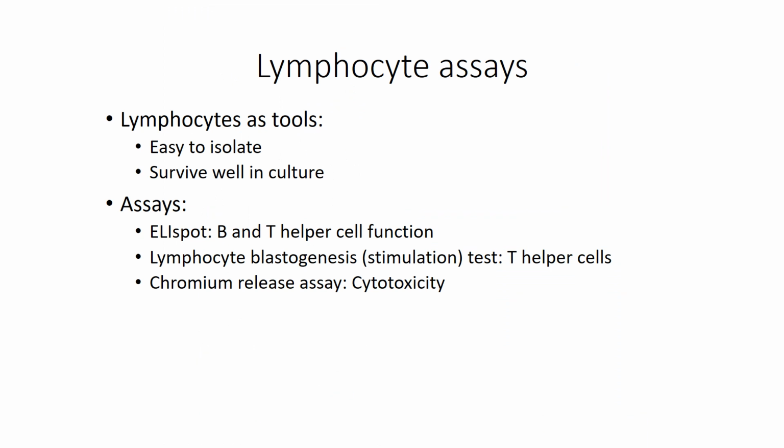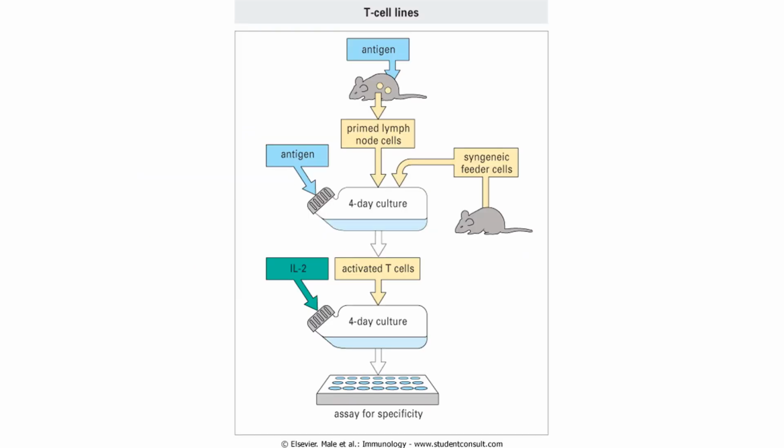Then there are methods using lymphocytes, where things like ELISpot use B and T cell helper functions. For these lymphocytes, there are blastogenesis tests for helper T cells, and then there are chromium release assays for cytotoxic T cells. For example, the antigen is injected in the mouse, and the primary lymph node cells are taken out and cultured with the antigen, then some feeder cells from the mouse are put in the culture, the T cells are activated, and then these are grown and checked for specificity.